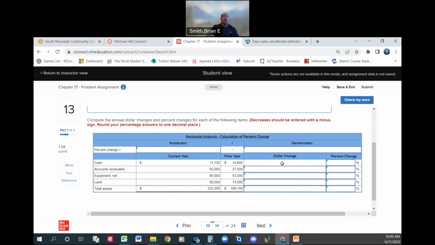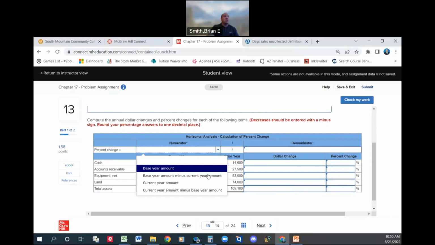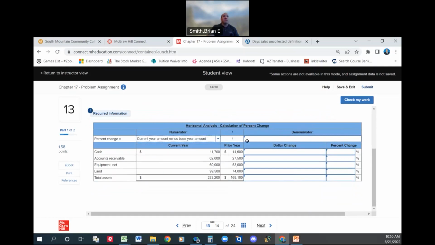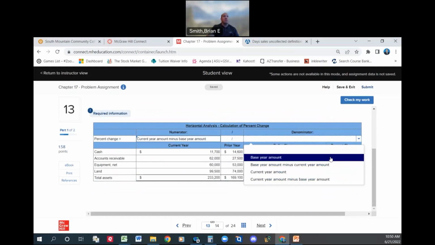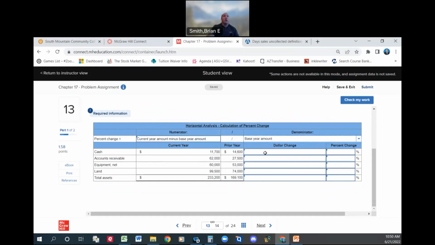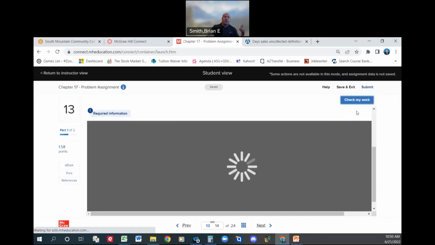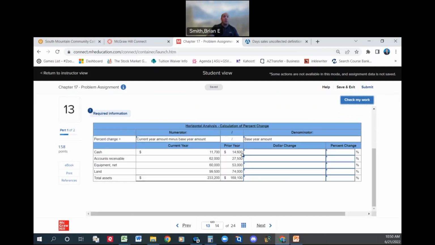So prior year, current year, our dollar change should be up here. Current year minus base amount should be your numerator, and your denominator should be your base year. I'm going to just double check that because sometimes I reverse them for some reason in my brain. Yeah, there it is. Okay, we're good.